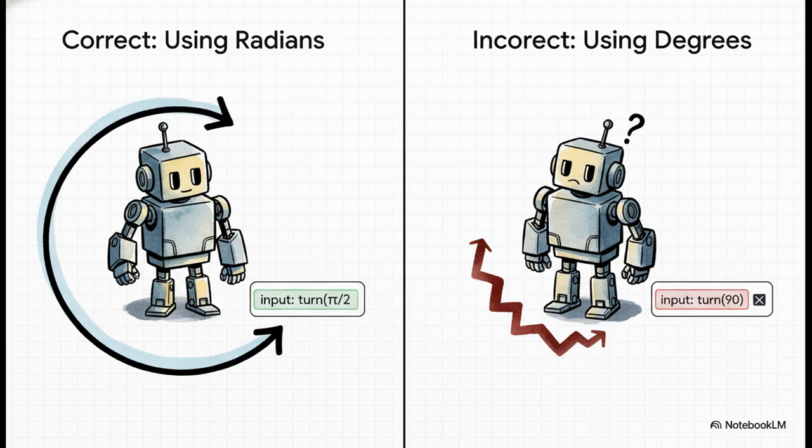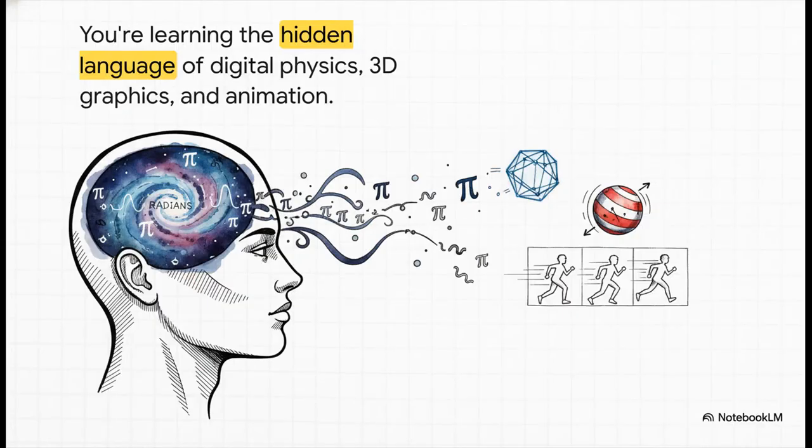An artist might type rotate 90 degrees into the editor, but the engine immediately, silently, converts that into pi over 2. And if you're a coder, you have to do that conversion yourself. If you forget, your character won't turn 90 degrees. It'll barely move at all. So what you're really doing here isn't just learning some random formula for a test. You're learning the secret code behind digital physics. You're learning the hidden language of 3D graphics and animation. It's pretty cool when you stop and think about it.